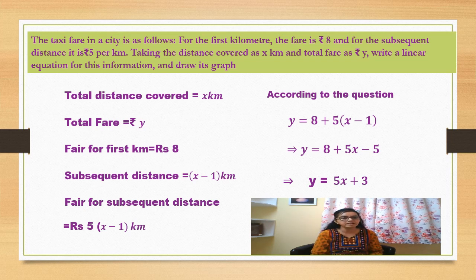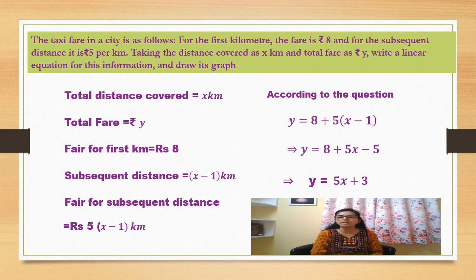And what about the RHS? In RHS, 8 rupees is the first kilometer's charge. So put that 8 plus again 5 into x minus 1. What is it? It is also an amount, so here also you are going to put rupees. So you see the LHS is in rupees and RHS is also in rupees. It can never happen that LHS is in kilometers and RHS is in rupees. That cannot happen, so be careful about it. Here y is the total fare. And what is the total fare? The fare for the first kilometer, that is 8 rupees, plus 5 into x minus 1, which is the fare of the subsequent kilometers.